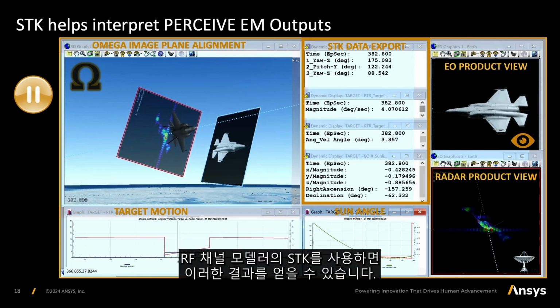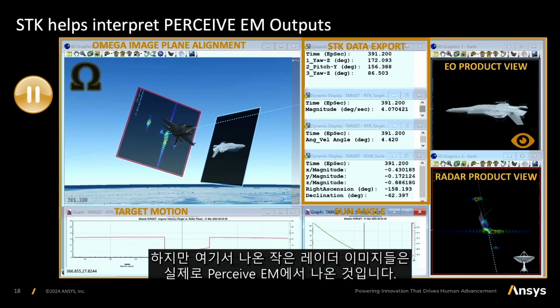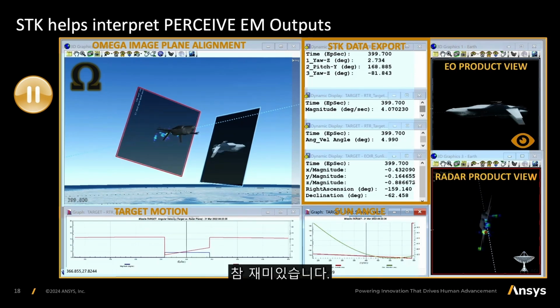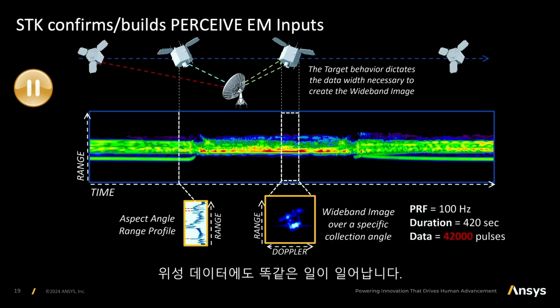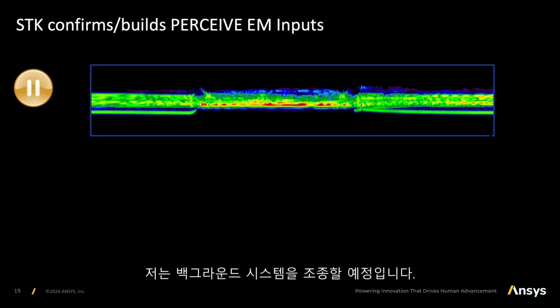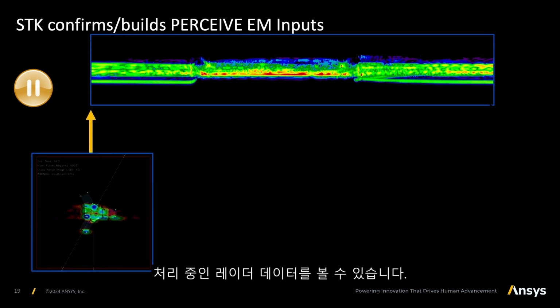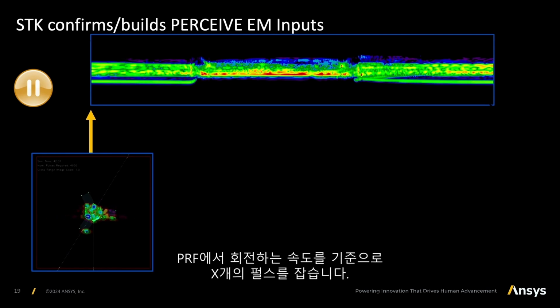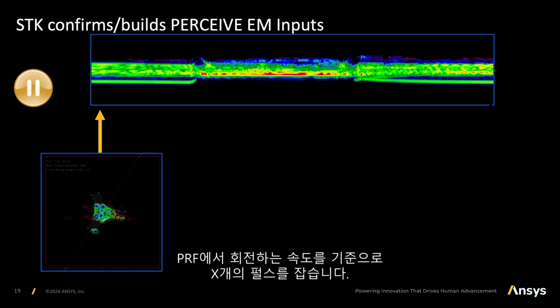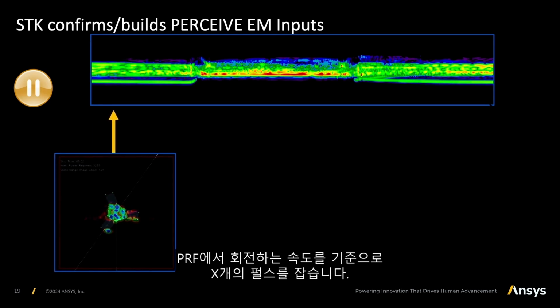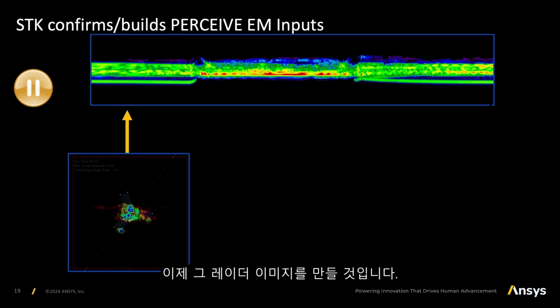You get that with SDK in the RF Channel Modeler, okay? But the results out of here, the little radar images, are actually coming from PerCVM, so always very excited about that. And the same thing happens for satellite data. In the satellite world, same thing. I'm going to be flying by a ground system. Here's that data up top from PerCVM. You process the data. I can give you a little glimpse of that radar data as it's being processed. We grab X number of pulses based on how fast it rotates and your PRF. We'll go ahead and make that radar image.